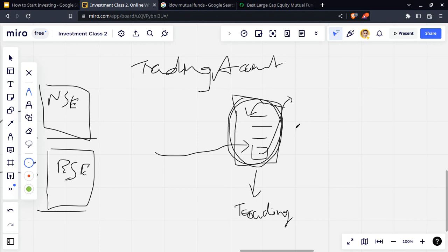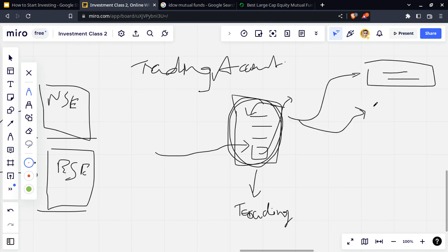Now, when you buy shares, suppose you don't sell your share on that particular day, and you keep your share for one or two years. Then where are your shares stored, where is the information stored that you own this many shares of this company? That information is stored in an account called a Demat account.